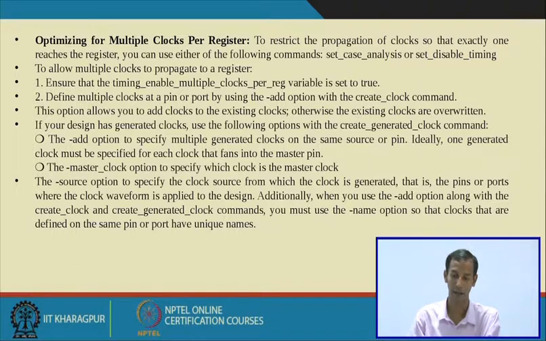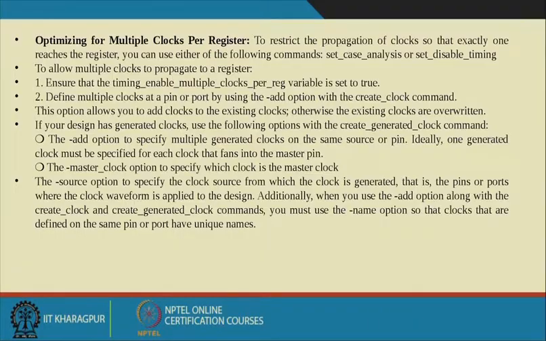Okay, to check that. So then define multiple clocks at a pin or port by using the minus add option with the create clock command. Once create clock has created one clock, with the period, then the waveform, then the clock name, and here if you want to add another source like clock 1, clock 2, clock 3, clock 4, at that time you have to put create clock minus add.